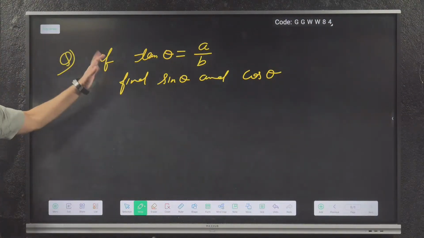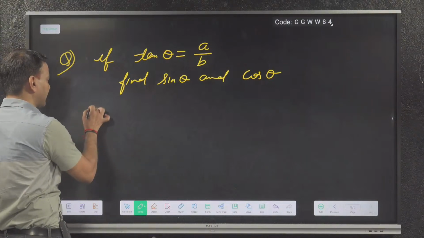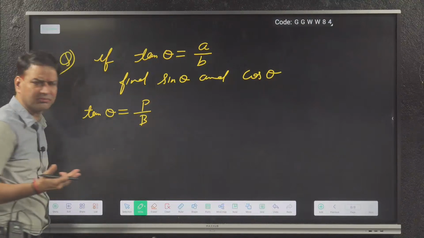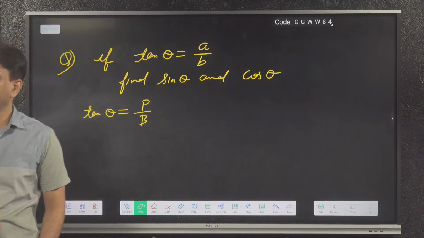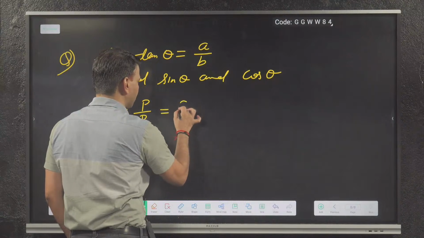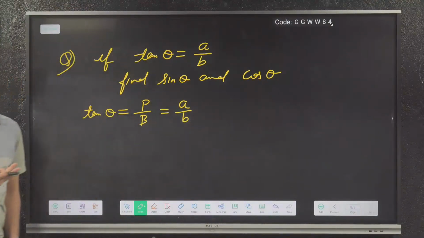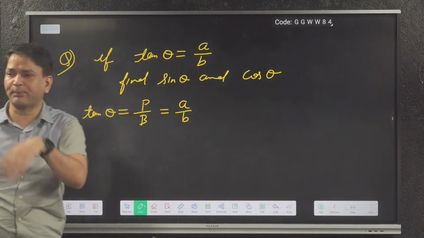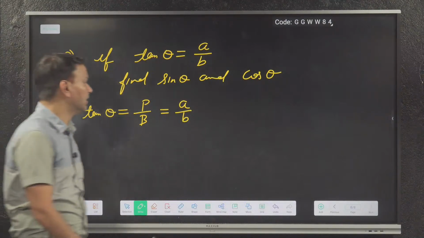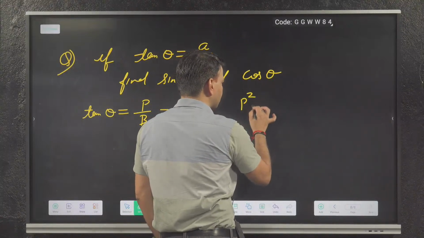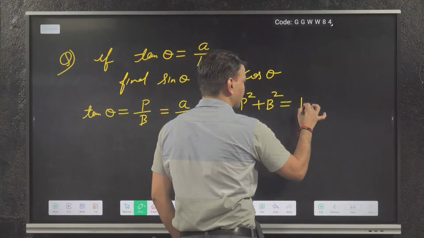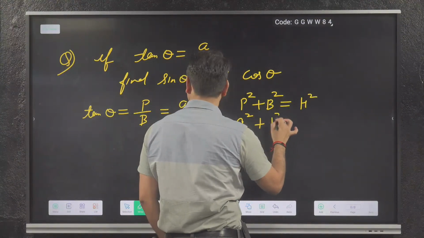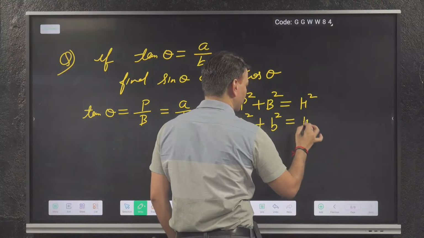Very good. Okay. So here tan theta I gave. So tan theta I can write as perpendicular upon base. For this type of problem, that formula will be more useful. Perpendicular upon base is equal to a by b. Now perpendicular I can take a, base I can take b. So I have to find the hypotenuse to get the sine theta or cos theta. Then I can say P square plus B square is equal to H square. Now P square is A square, B square is B square, that is equal to H square.